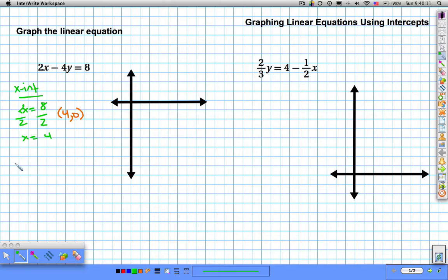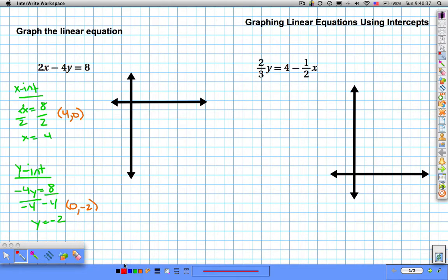So for my y-intercept, I'm going to do the same thing. I'm going to use the cover-up method, but since I'm trying to find y, I need to cover up x. So I'm going to have negative 4y equal to 8. I divide by negative 4 on both sides. y equals negative 2. So my ordered pair here is 0, negative 2.